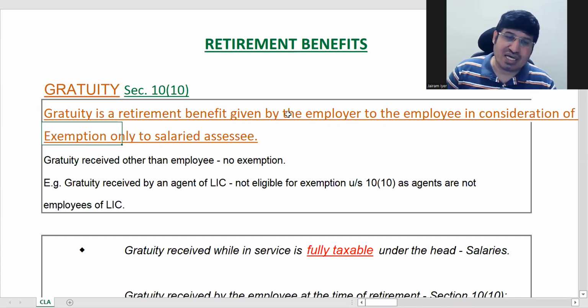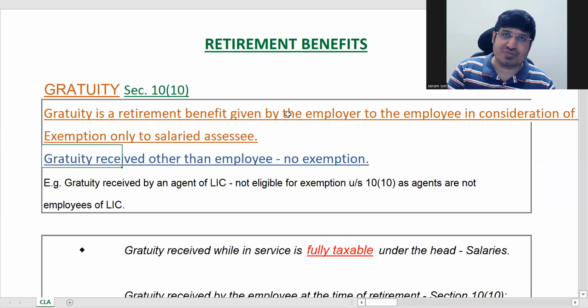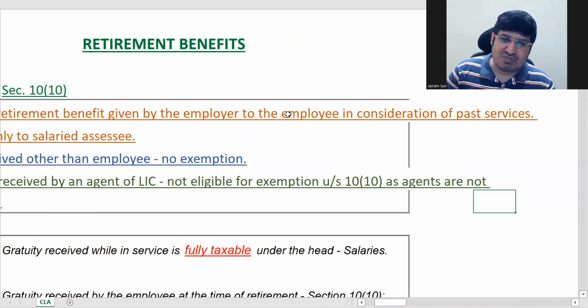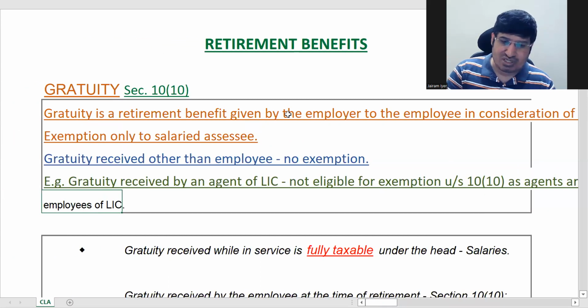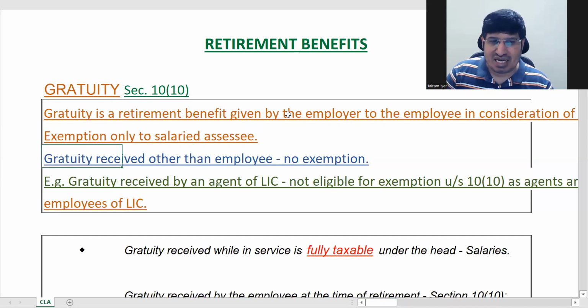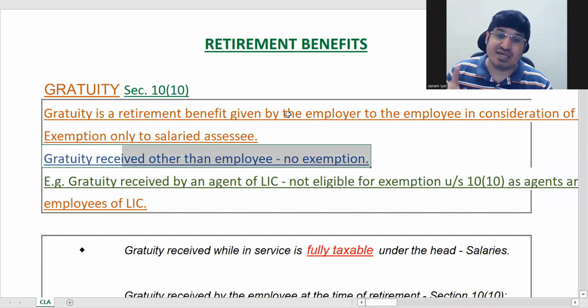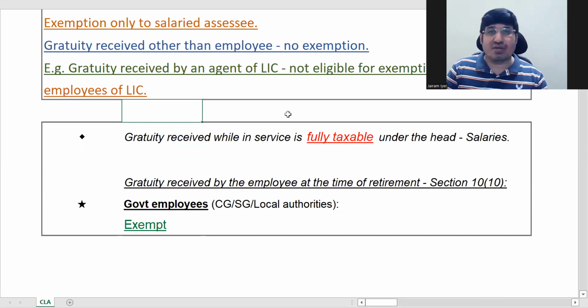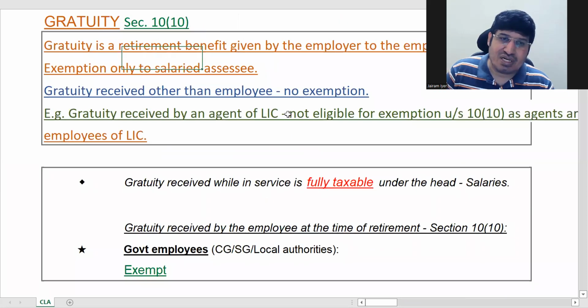Now exemption is only for salaried employees. If received by other than an employee, no exemption. For example, if received by an LIC agent, not eligible for exemption, because agents are not employees, right? So this is an important point to remember: gratuity received by other than an employee, no exemption. It's important to have an employer-employee relationship. If not an employee, they can pay gratuity, but it will not be exempt, it will be taxable fully.